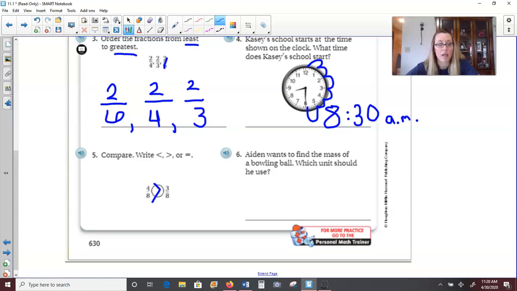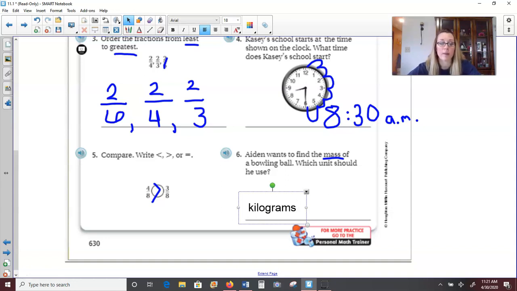And lastly, Aiden wants to find the mass of a bowling ball. Remember, mass is how heavy something is in our metric system of measuring, and we measure in grams or kilograms. If he's measuring the mass of a bowling ball, he's going to measure that in kilograms. Remember, grams are like grapes, kilograms are more like pineapples. So definitely kilograms for a bowling ball.